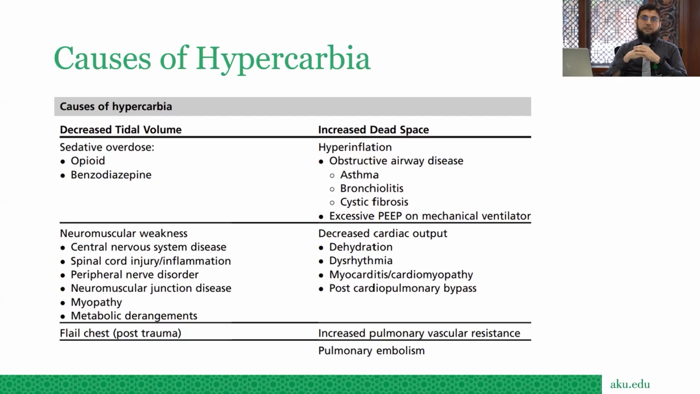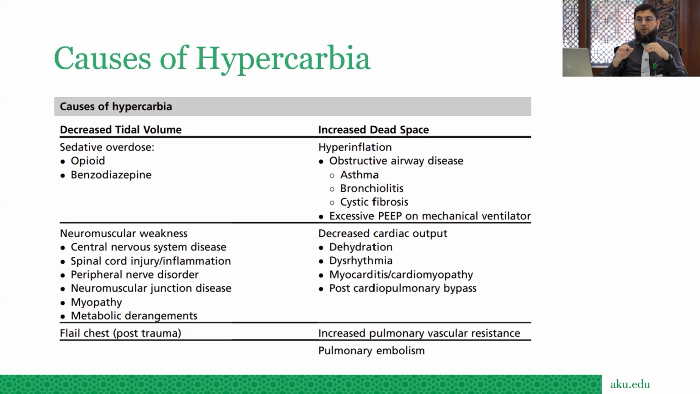If there are issues of decreased cardiac output in any case of shock, like dehydration in hypovolemic shock, dysrhythmias, in cardiogenic shock, myocarditis, post cardiopulmonary bypass, or increased pulmonary vascular resistance in cases of pulmonary hypertension, that can lead to decreased perfusion. It can definitely lead to increased dead space ventilation, and sudden cardiac death in these patients due to decrease in cardiac output as well. Also pulmonary embolism can lead to increased dead space ventilation and decreased perfusion to the lungs.